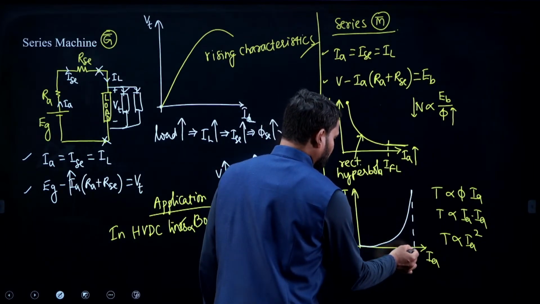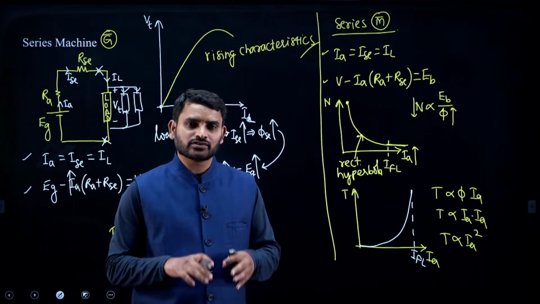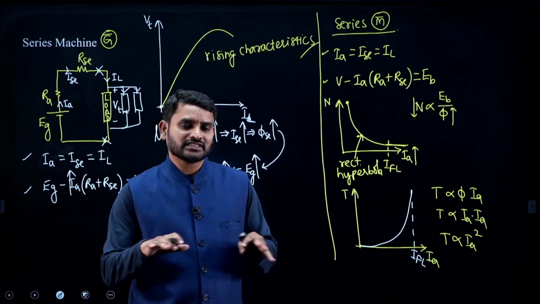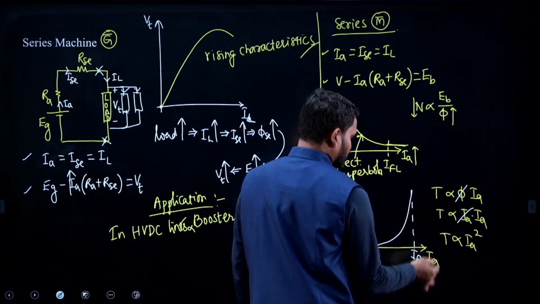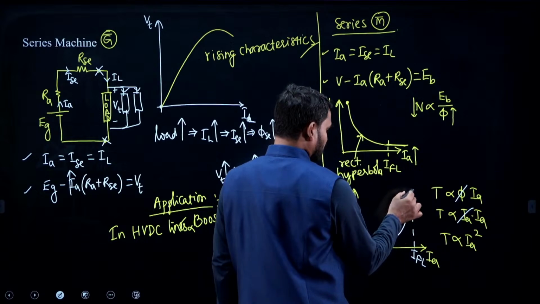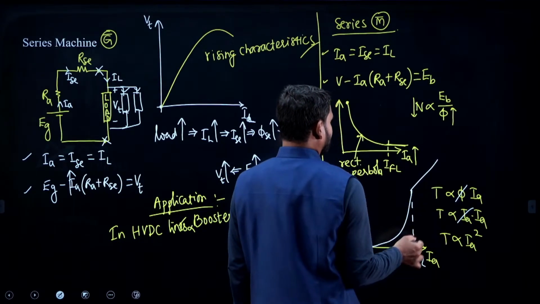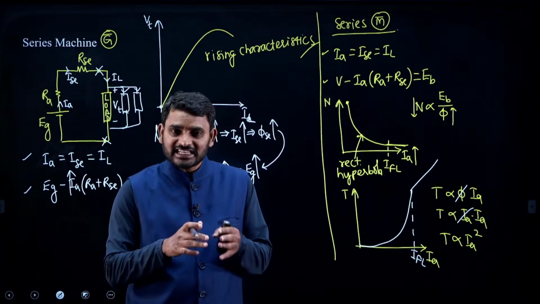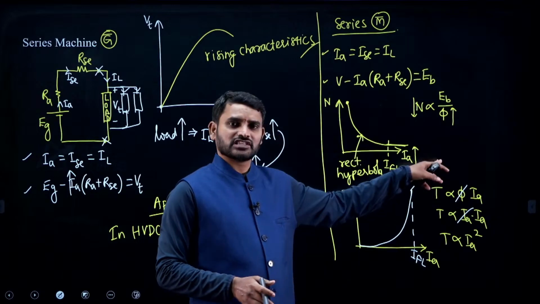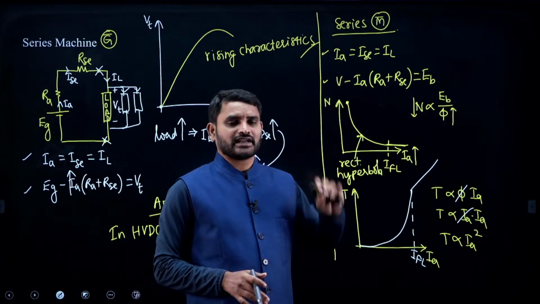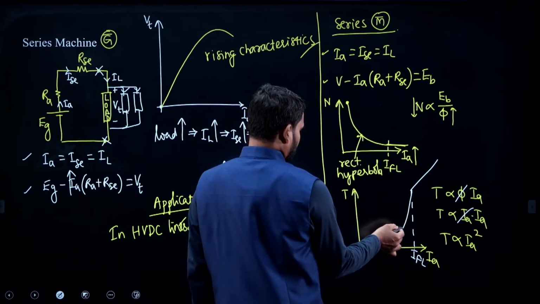Now after full load, what will happen? The same thing. The series field winding is going to be saturated. If the field winding is saturated, the flux is constant. If the flux is constant, the torque depends only on armature current, so it looks like linear characteristics. So the characteristics of a series motor after saturation look like shunt motor characteristics. So these are linear and this is non-linear.